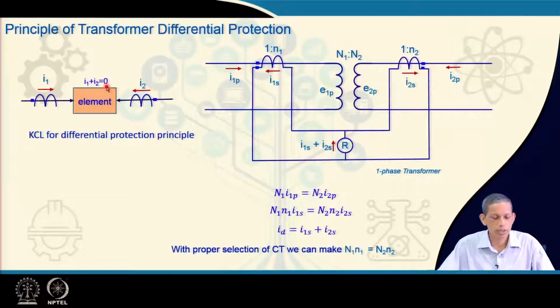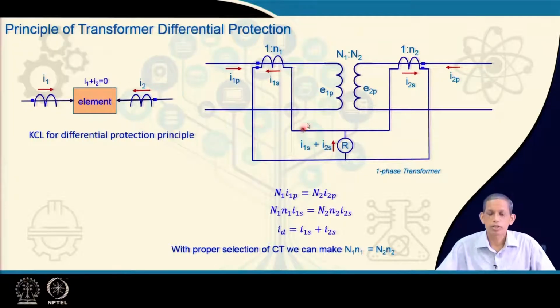Now, in case of an internal fault, there will be another path for the current, let us say to the ground. So that becomes I 3. So I 1 plus I 2 becomes equal to I 3, the third current. That means at that time I 1 plus I 2 will be no more 0. So this is the basic principle of transformer differential protection, or any differential protection applied to different elements in a power system.